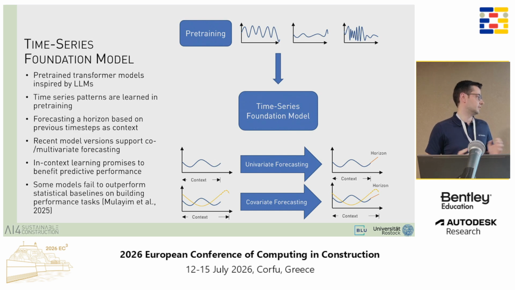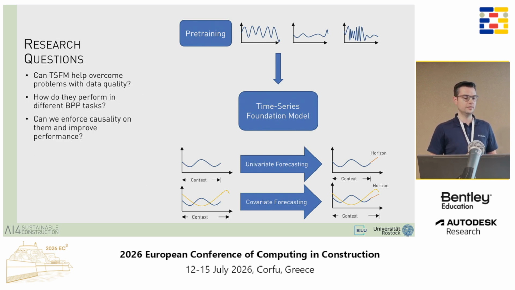With all this being said, this is nice and good, but we have already seen in research that these older versions of these models fail to outperform statistical baselines. So for this paper, we had the research questions: can these models help us overcome problems with data quality? How do they perform on different tasks? Is how they perform specific to the task? And is it possible that we can somehow enforce causality on them and move a little bit away from predicting purely from the time series context? And how can we make use of in-context learning mechanisms?